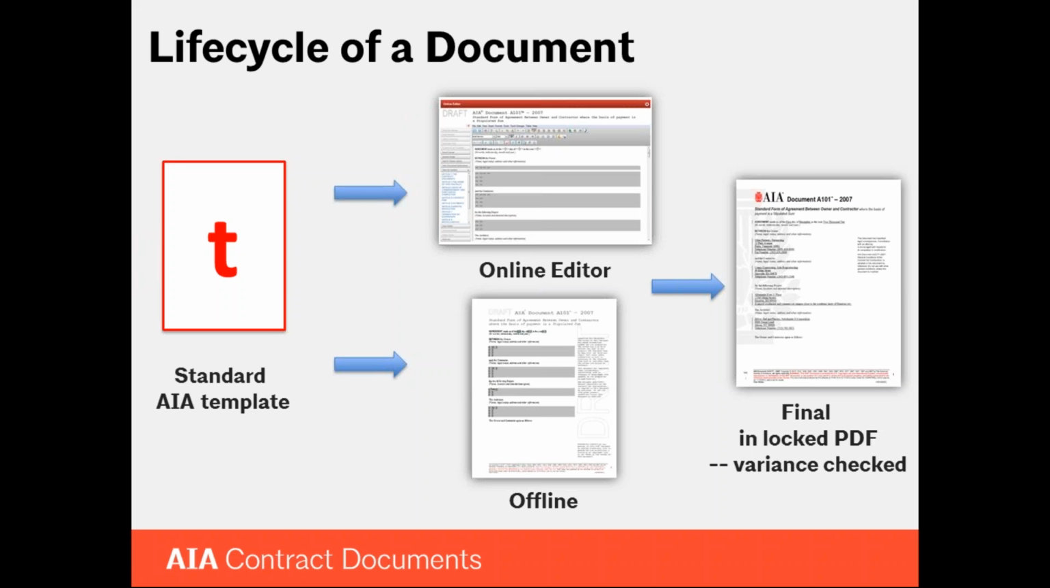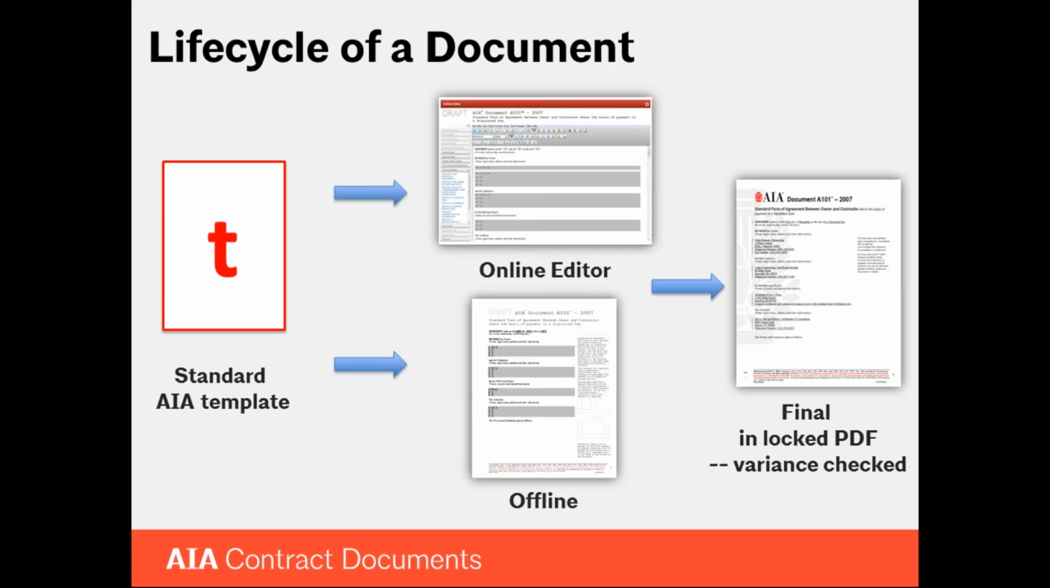But this is a slide that I always start off the basics training with, because it's very important, especially for beginners, to know that when you're working in ACD5, you're going to start with that standard AIA template, and you have 2 ways to edit those documents and those templates. You can either use the online editor or offline editing in Microsoft Word. I'm going to talk very much in depth about this shortly, but again, online editor or Microsoft Word editing, and we'll talk about both. Regardless of which one you use, your final will be a locked Adobe PDF. You can't make any changes to it once the final has been generated, and it's variance checked.